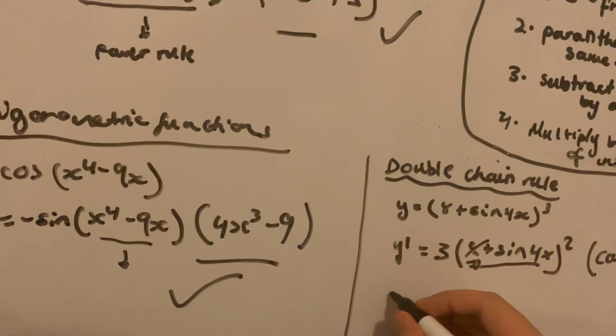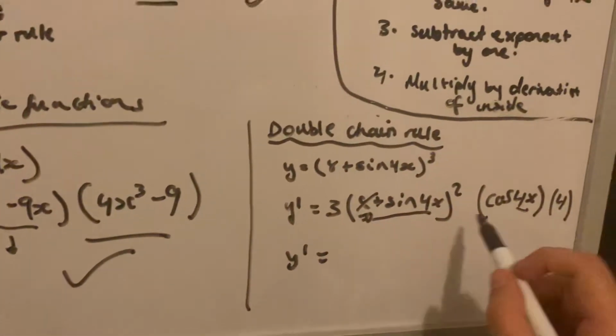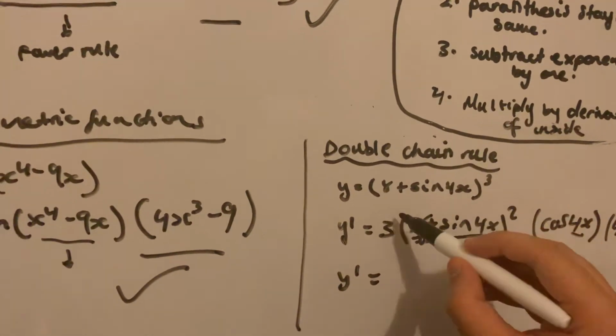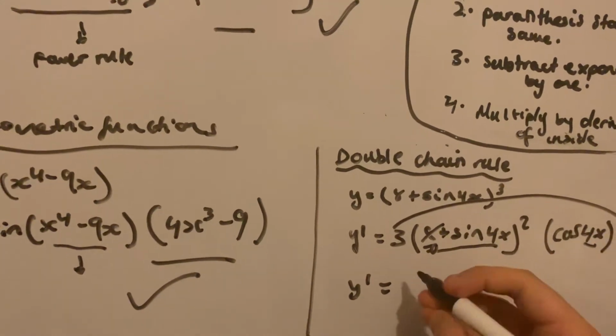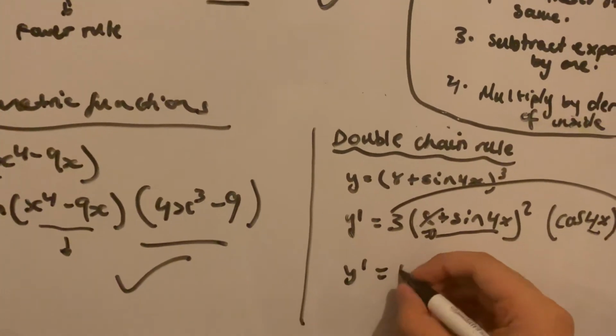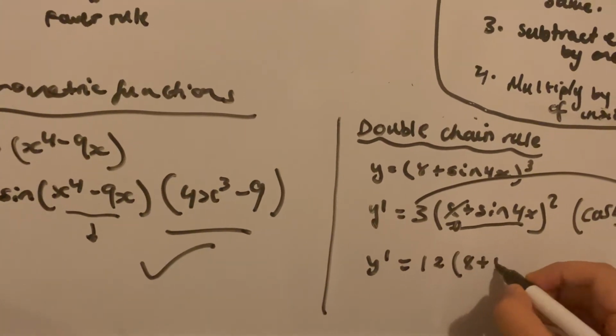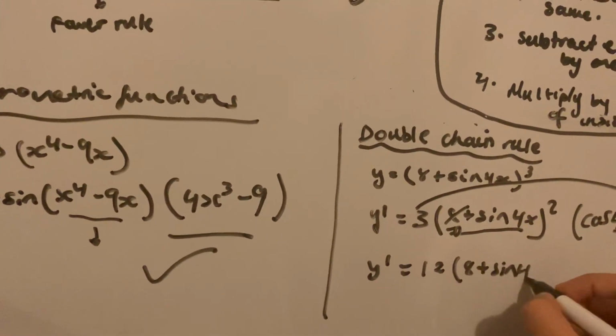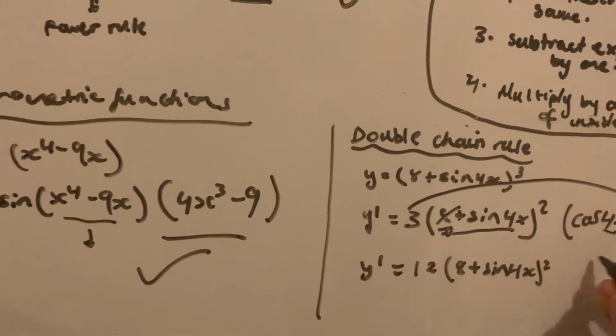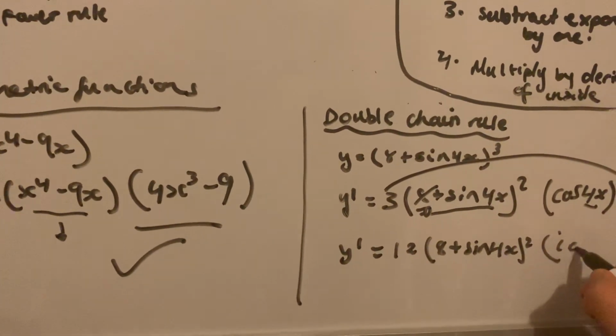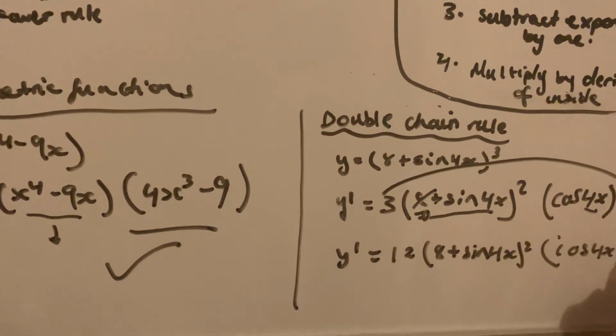Now you can simplify this further. You can either leave your answer like this or simplify further. So do 4 times 3, which gives you 12. 12 times 8 plus sine 4x squared, times cos 4x. And that's your final answer.